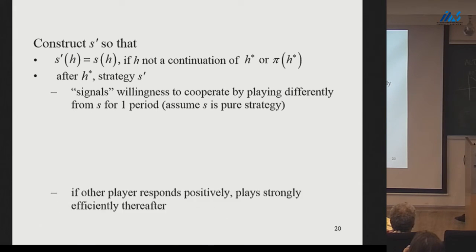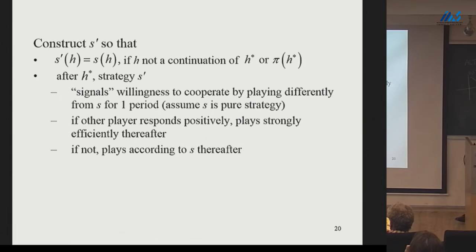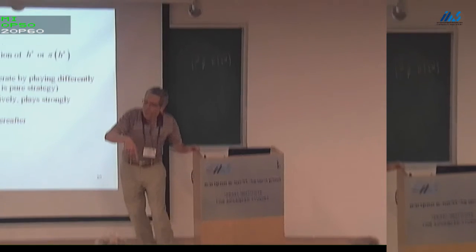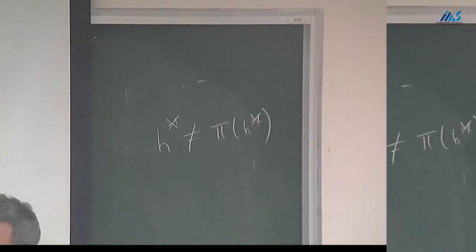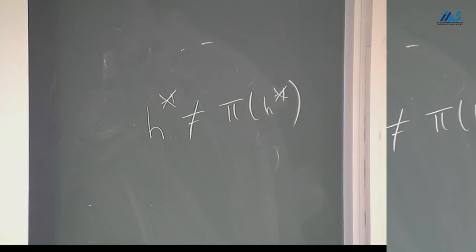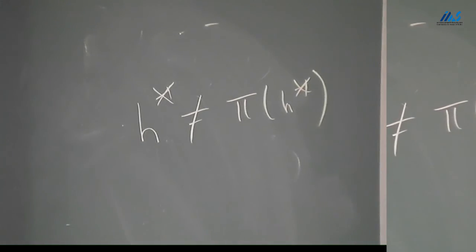Let's suppose, for the purpose of this argument, that H star is not equal to its mirror image. So things look different for player one by the time that H star has occurred than for player two. So you pick just one H star. There may be more than one. For example, pi of H star will be another one.